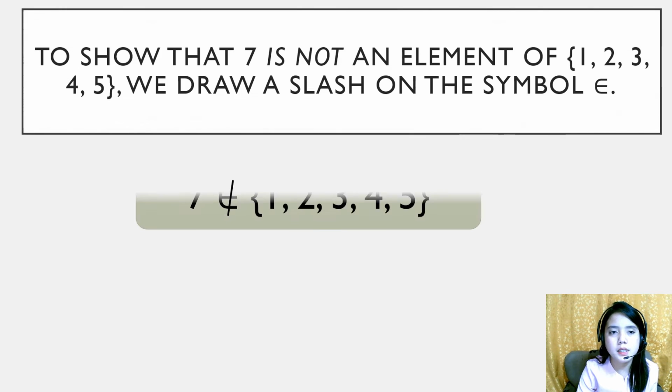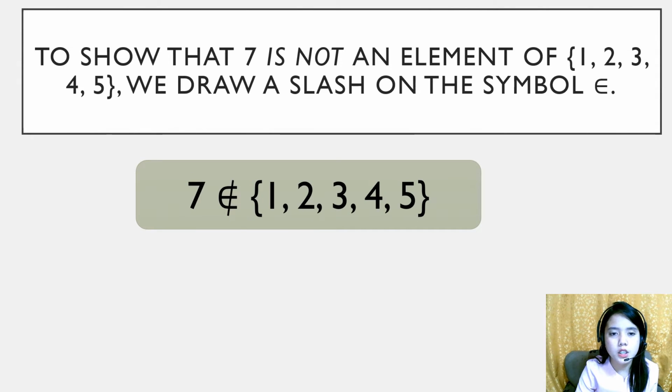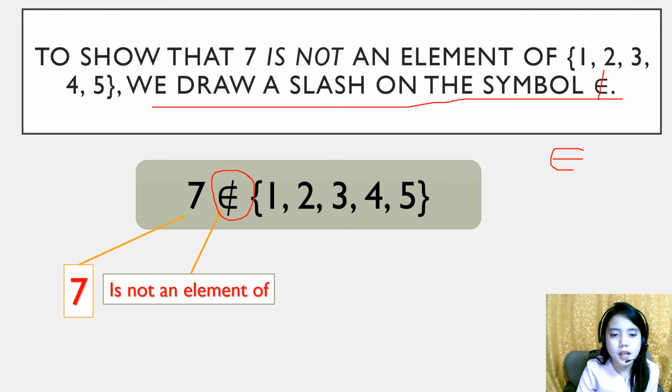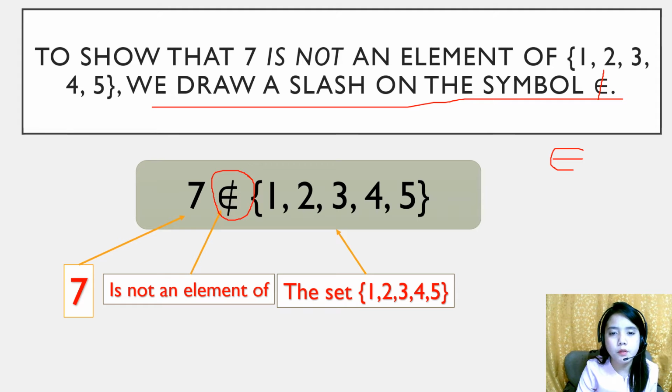Okay, naa pod tay symbol diri. Kini siya nga symbol. Okay, butangan lang daw na siya og slash diha. To show that 7 is not an element of 1, 2, 3, 4, 5, we draw a slash on the symbol, katong murag E. Okay? So, unsaon ni siya pagbasa? 7 is not an element of the set 1, 2, 3, 4, 5.